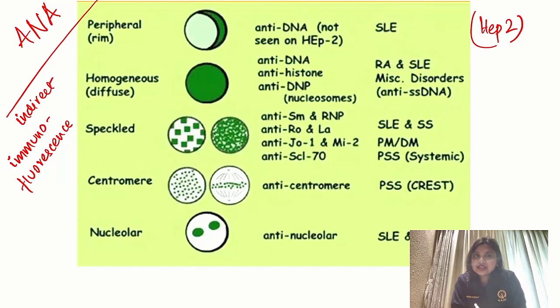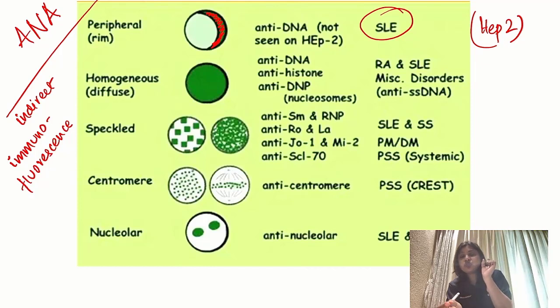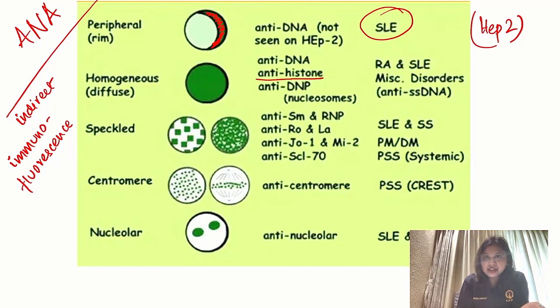So first is peripheral or rim. You can find that only the rim is stained, right? This is found in SLE, anti-DNA antibodies. Whereas the homogeneous, that is homogeneous or uniformly stained, that you can get in anti-DNA, anti-histone, anti-nucleosome. So it can be SLE, mixed connective tissue disorders, and rheumatoid arthritis. But what you need to remember from homogeneous or diffuse pattern is it is anti-histone. Anti-histone means it is drug-induced SLE.